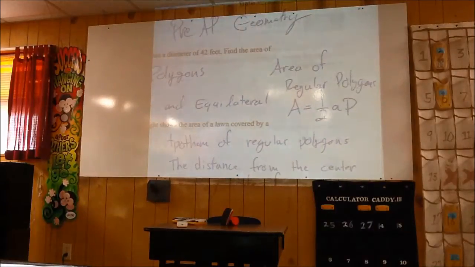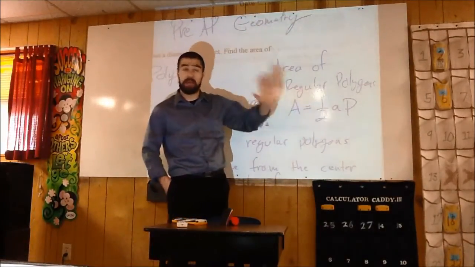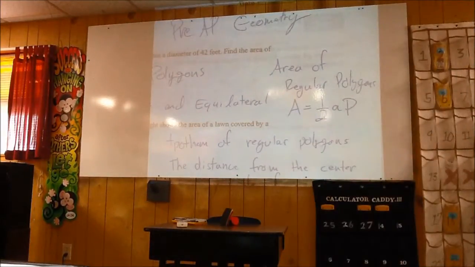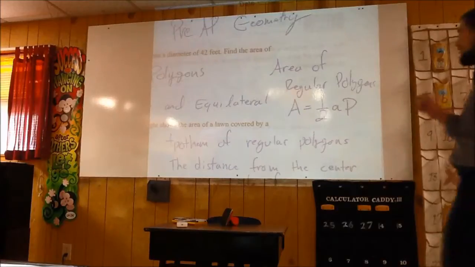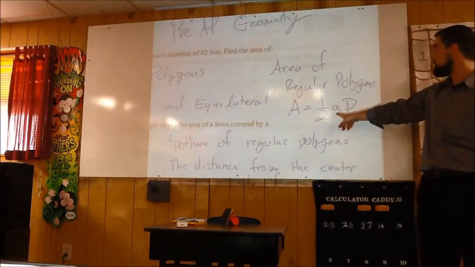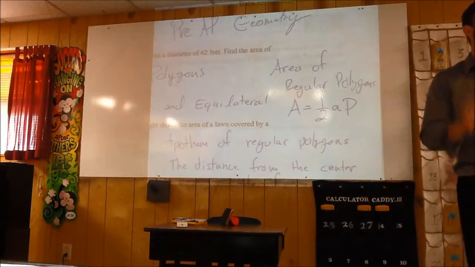And the thing that we're going to be focusing on about these regular polygons is the area, is finding their area. Regular polygons have a unique formula that we can use to solve for the area. And that is this: area equals 1/2 times a times P, where lowercase a stands for apothem, and the capital P stands for the perimeter of that regular polygon.